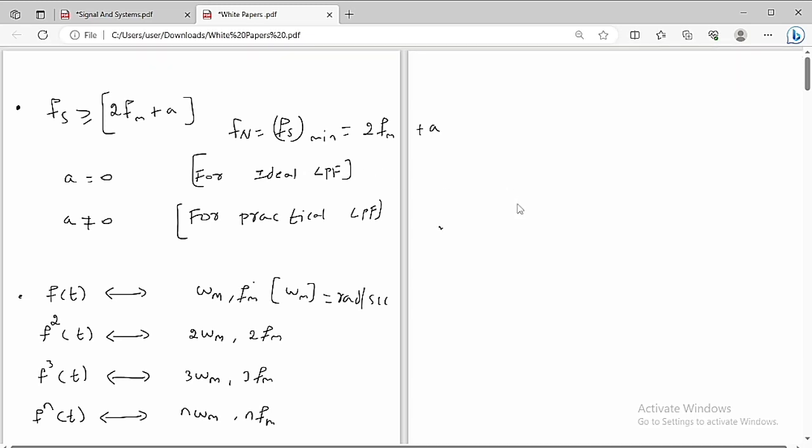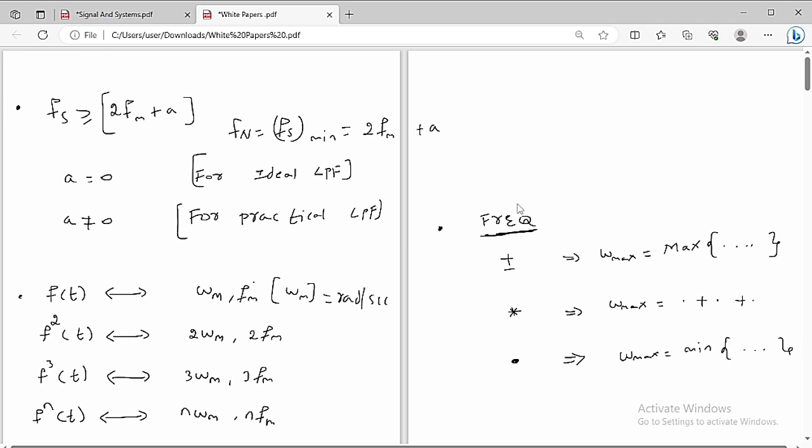Listen carefully, I will tell you. See, in the frequency domain, suppose you are doing addition or subtraction, then what is omega max? Omega max is nothing but the maximum value out of all frequencies. Suppose you are doing the convolution in the frequency domain, then the maximum signal frequency is the summation of all the individual frequencies. Similarly, if you are doing the product in the frequency domain, then the maximum frequency is the minimum value out of all these individual frequencies. So these points you always have to keep in your mind.